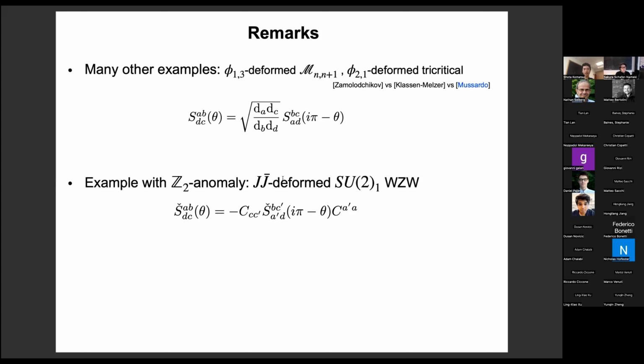And there is also another example we studied, which is the example with Z2 anomaly, which is the J Jbar deformed SU(2) level 1 Wess-Zumino-Witten model. And there, by imposing various consistency conditions, we found an S matrix which again obeys a modified rule. This C is just a charge conjugation operator. But the important point here is that there is a minus sign. And as I explain a bit more later, this minus sign is basically the manifestation of the F symbol coming from the Z2 anomaly.